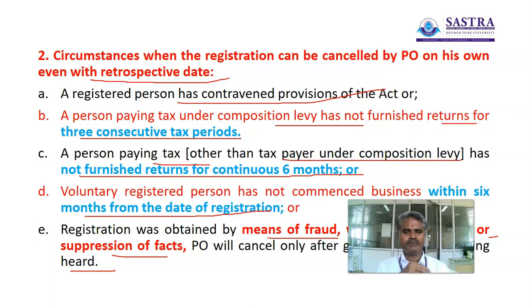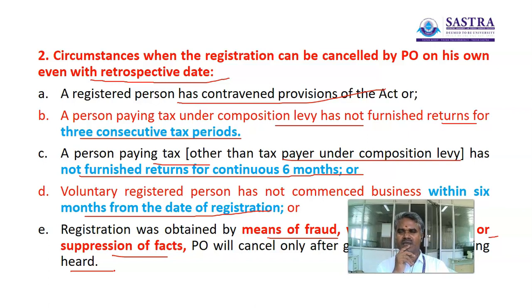So these are all the situations or circumstances where the registration can be cancelled by the PO on his own, even with a retrospective date, a prior date also. And in this situation, you have to refund all the ITC you claimed. This is the punishment that will be given by the central government. So you have to be very careful.